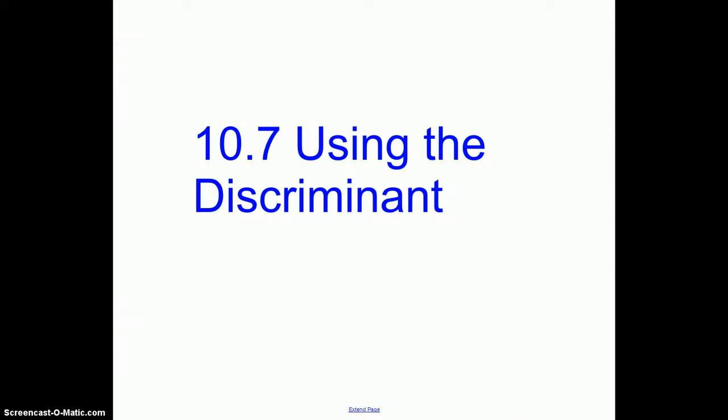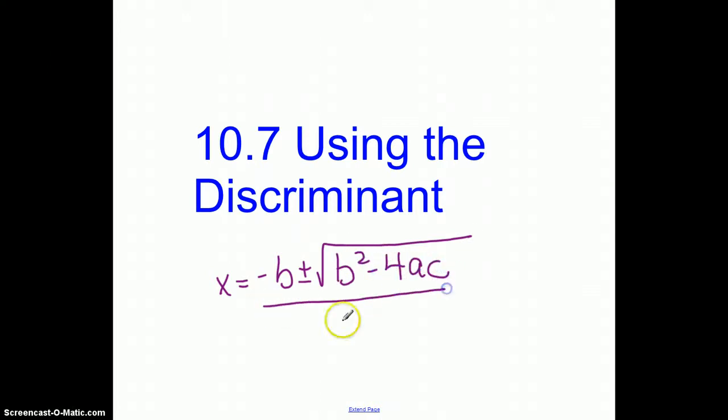Today in Algebra 1B we're going to worry about the discriminant. The discriminant is one piece of the quadratic formula. Remember, the quadratic formula is something that looks like this. And when we talk about the discriminant, we're going to be focused on just this part of it.